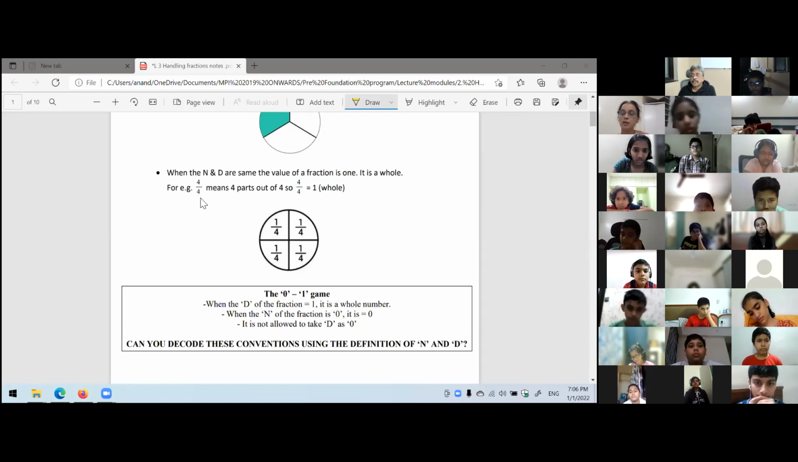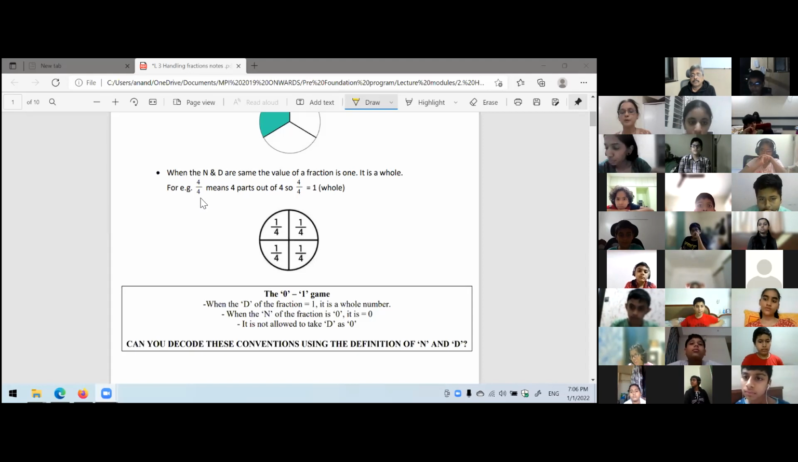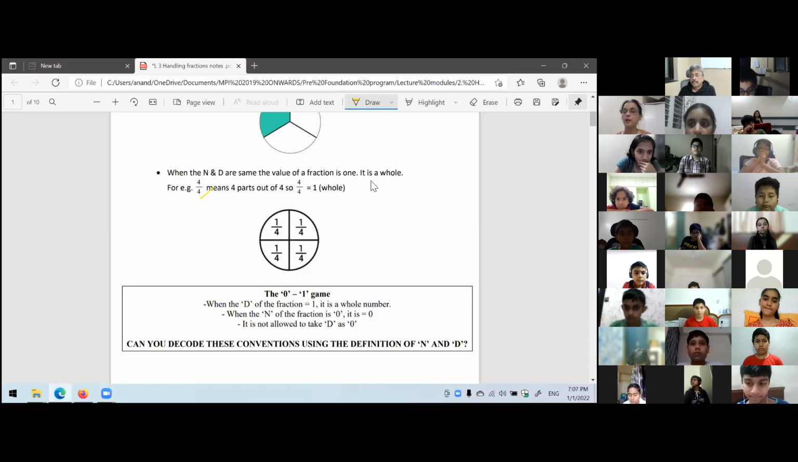You can always relate fractions and you can do these models at home. I would want all of you to do models of fractions. You can use a chapati at home or a pizza bread, or you can make paper strips, and all the functions of fractions we can very easily demonstrate with very simple models, and you can have fun also and you will understand. So when the numerator and denominator are same, the value of fraction becomes 1.